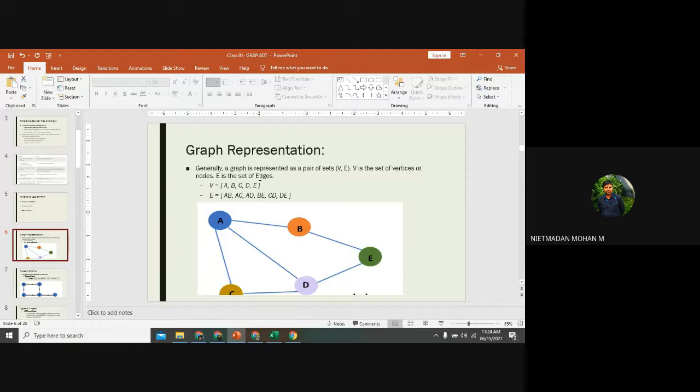Then you have to mention any example graph, and write the nodes, represented as V in set brackets: A, B, C, D, and E. And the edges show how each node is traveled to the other nodes. The edges are A to B, B to E, A to D, A to C, and D to E. These are all the edges available in this particular example.